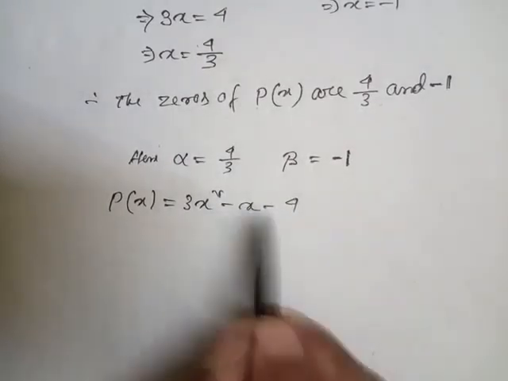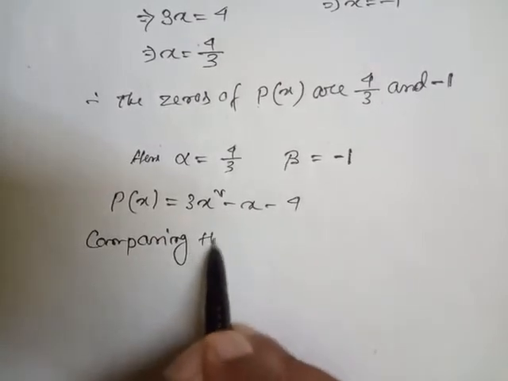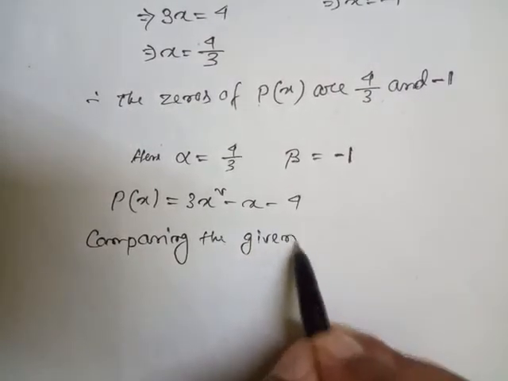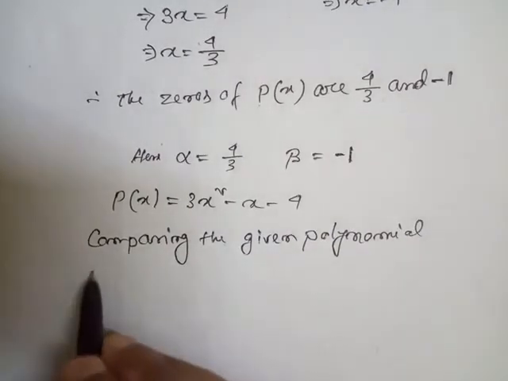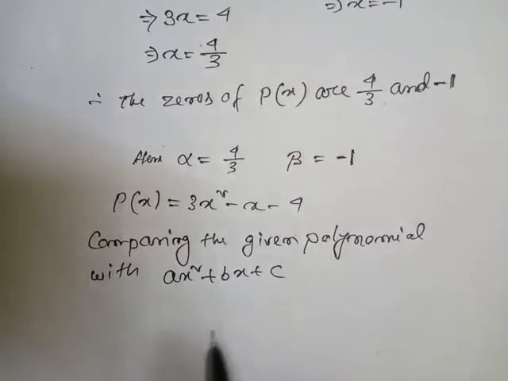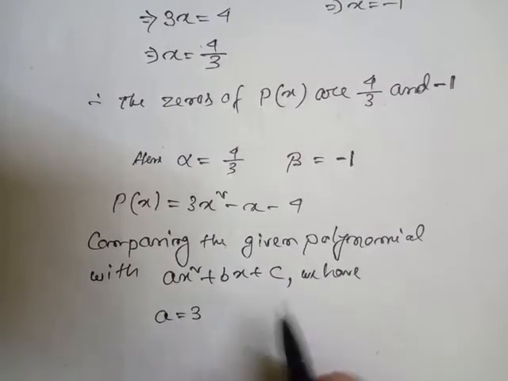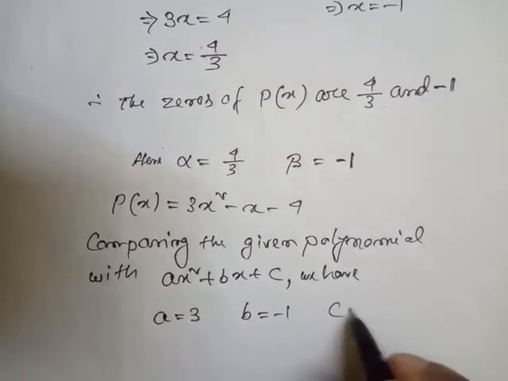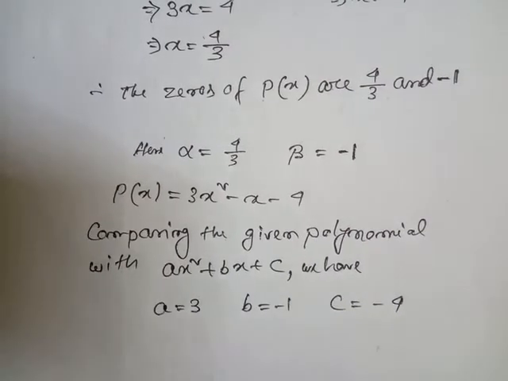Now if we compare the given polynomial with ax square plus bx plus c, we have a equal to 3, b equal to minus 1, c equal to minus 4. Now we are going to find out the sum of the zeros and the product of the zeros after that. Now let's have a look how to solve this one.